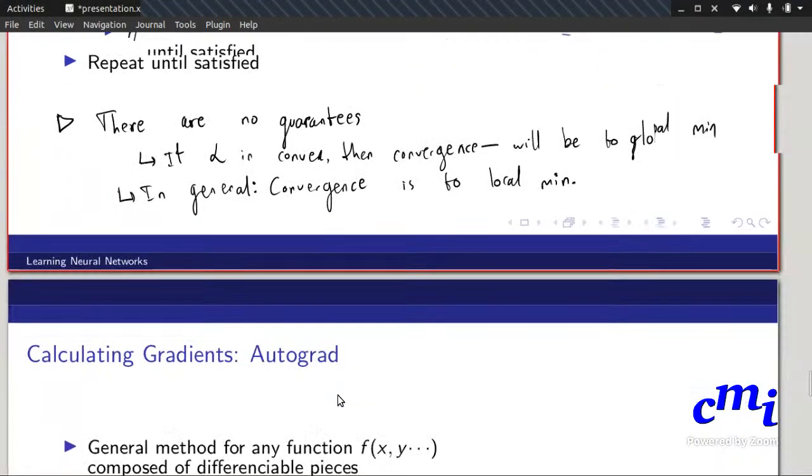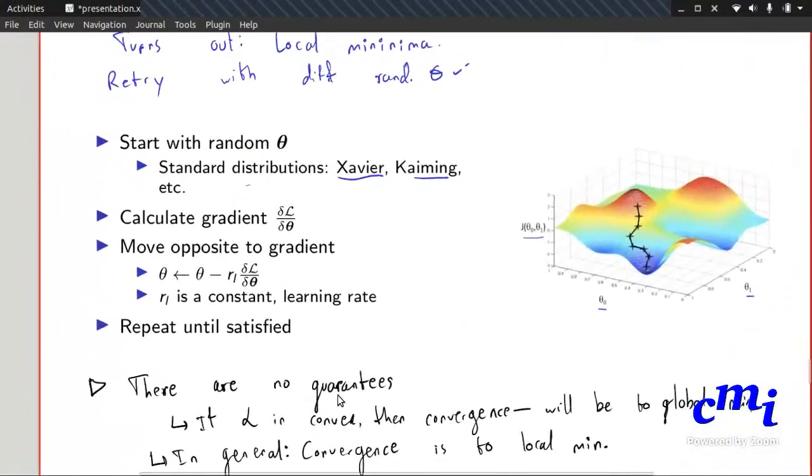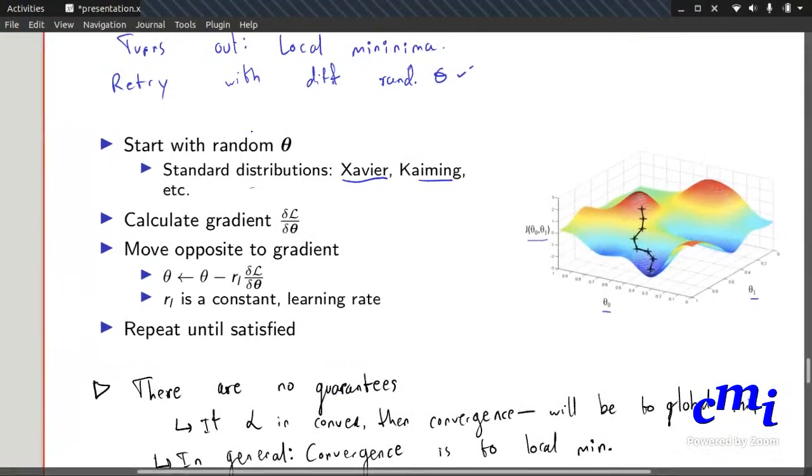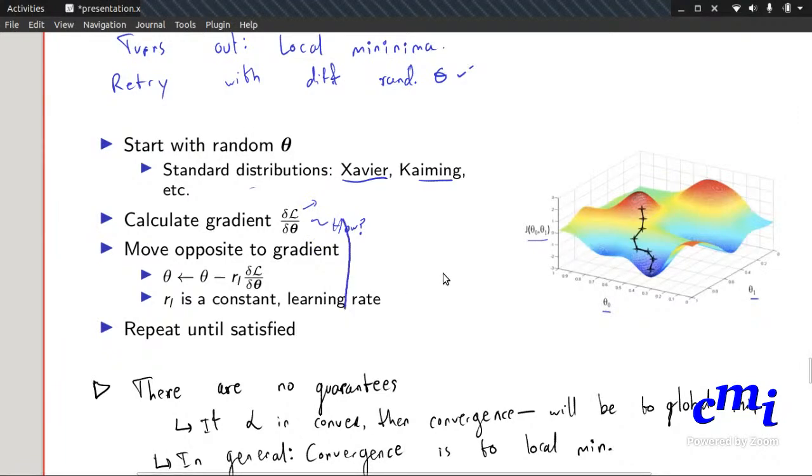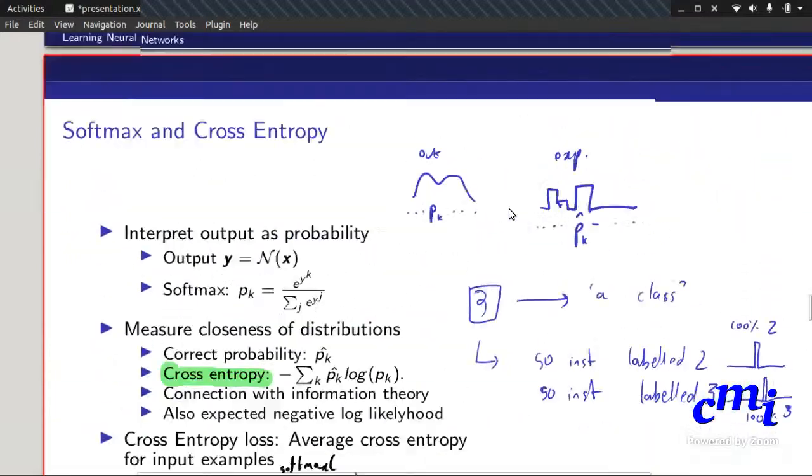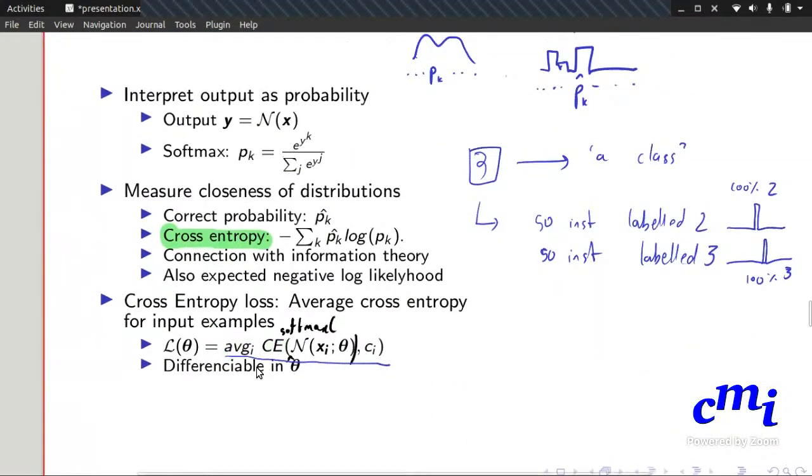Okay, so there are two things still left in this algorithm. We have said that we're going to calculate the gradient, but how? If you remember, this L is a fairly complicated function. It is definitely differentiable, that much we have checked. But if you go back to the definition of L, it is this average of the cross entropy, and this cross entropy is again a sum of something times log of something, and then this pk itself is again this ratio of exponentials and so on.